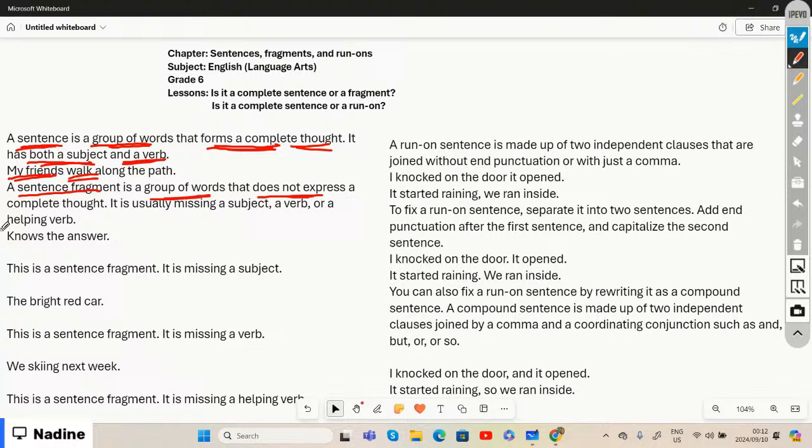Meaning, with a sentence fragment, it's either missing a subject, meaning it does not have a subject, or it is missing a verb, it does not have a verb, or it's missing a helping verb. But there's something within that sentence that is missing, and that means that sentence cannot be completed without you adding that specific word.